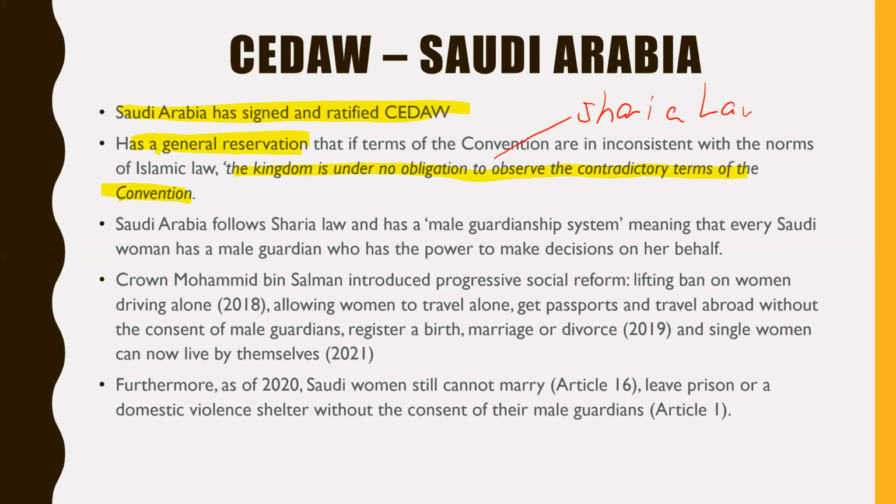Now, within Sharia law, they have a male guardianship system, which means that every Saudi woman has a male guardian, and they have the power to make decisions on their behalf. So that means that when Saudi Arabia is making laws, and if they are discriminating against women, they will say, well, this is because of Sharia law. And because we have this male guardianship system, it does mean that we can make decisions about women.